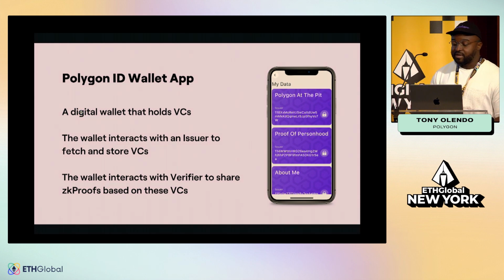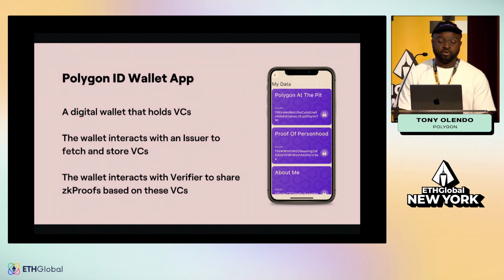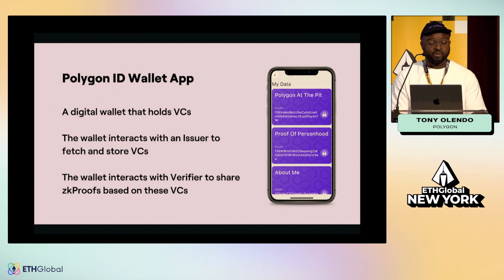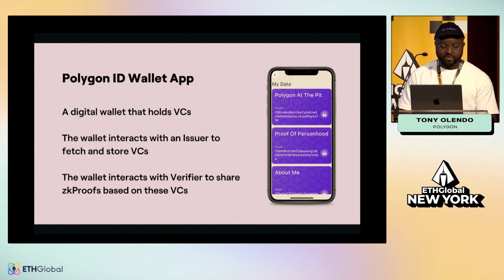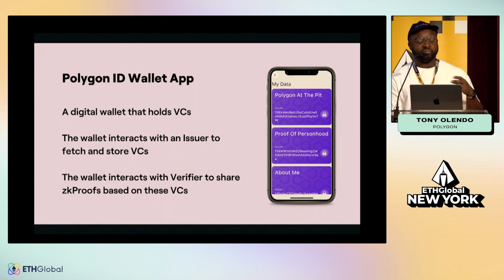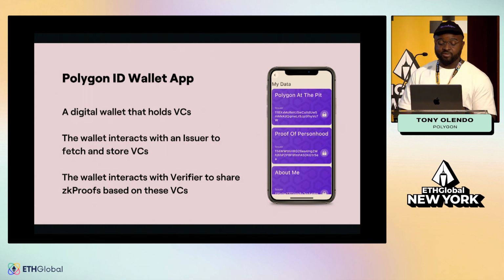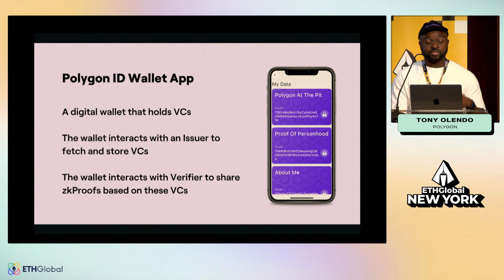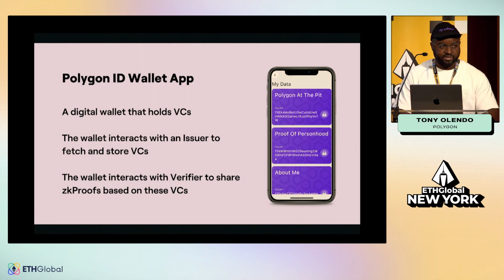So let's break down further the components of this. We have the Polygon ID wallet that holds your verifiable credentials. And what it does is that it does three primary things. It holds your verifiable credentials. It also interacts with an issuer, where it fetches and stores verifiable credentials. And it also interacts with a verifier to share zero knowledge proofs based on said verifiable credentials, right?